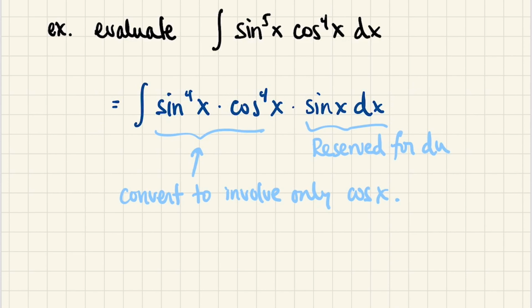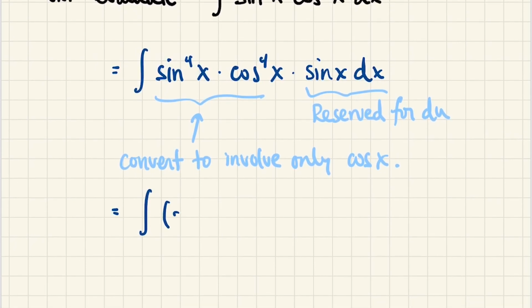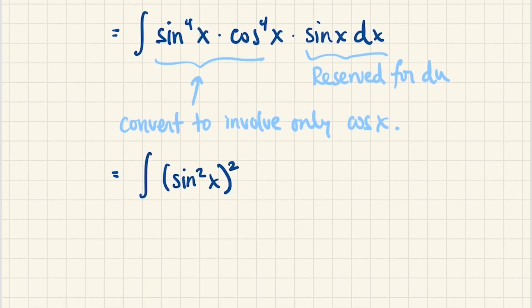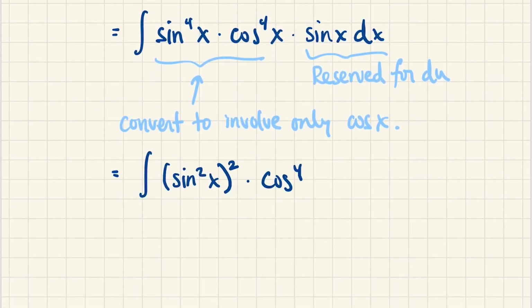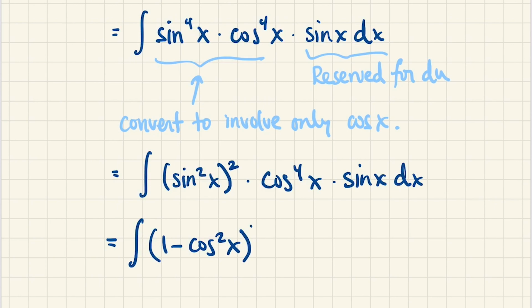Okay, so no problem, because sine to the fourth, we can use a Pythagorean identity for that. So sine to the fourth power is, in fact, sine squared squared. The cosine is already in terms of cosine, so we'll leave it alone. Sine x dx, we'll leave that over there. So now we can say, well, this is 1 minus cosine squared, that's all squared, multiplied by cosine to the fourth power. And here's our sine x dx.